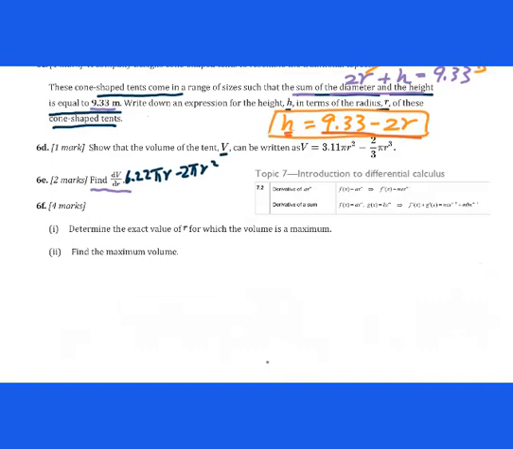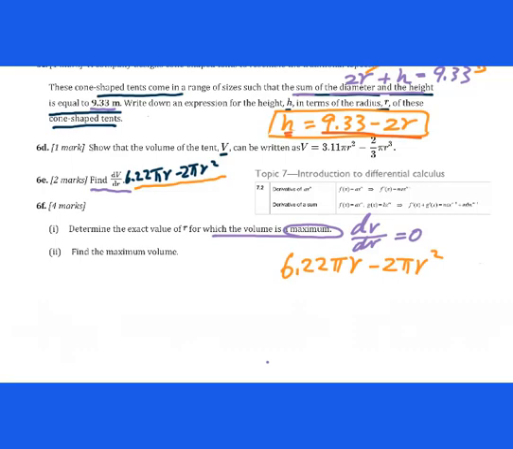Let's go to 6F. Determine the exact value of r for which the volume is a maximum. If the volume is a maximum, then the derivative will be equal to 0. In other words, you will set this equal to 0: 6.22 pi r minus 2 pi r squared equals 0. You can use an equation solver or plug into Y1 and then graph. From the graph, you can figure out the zeros.